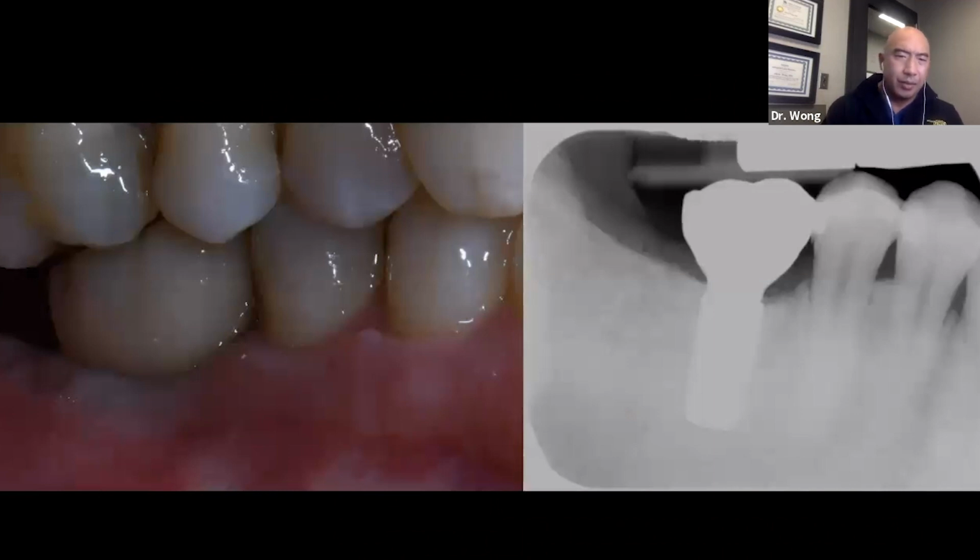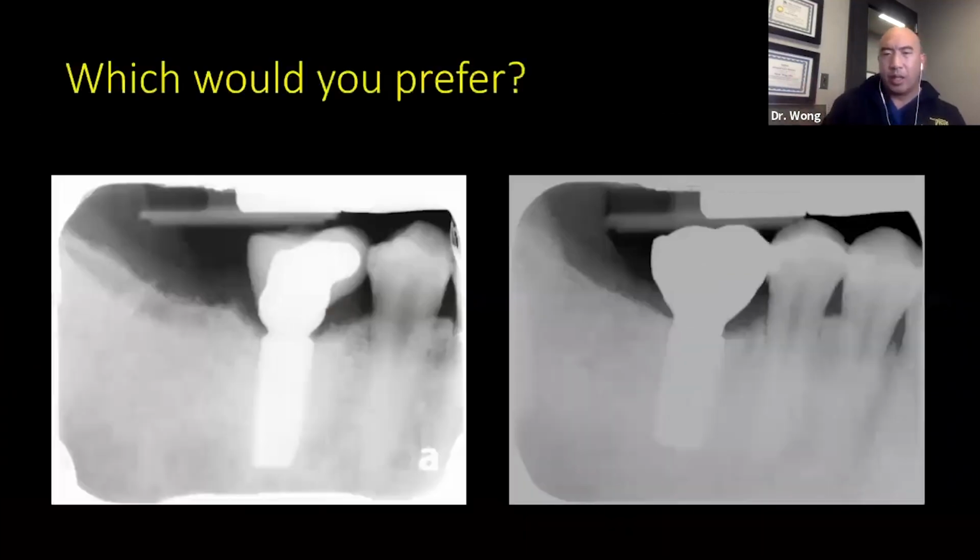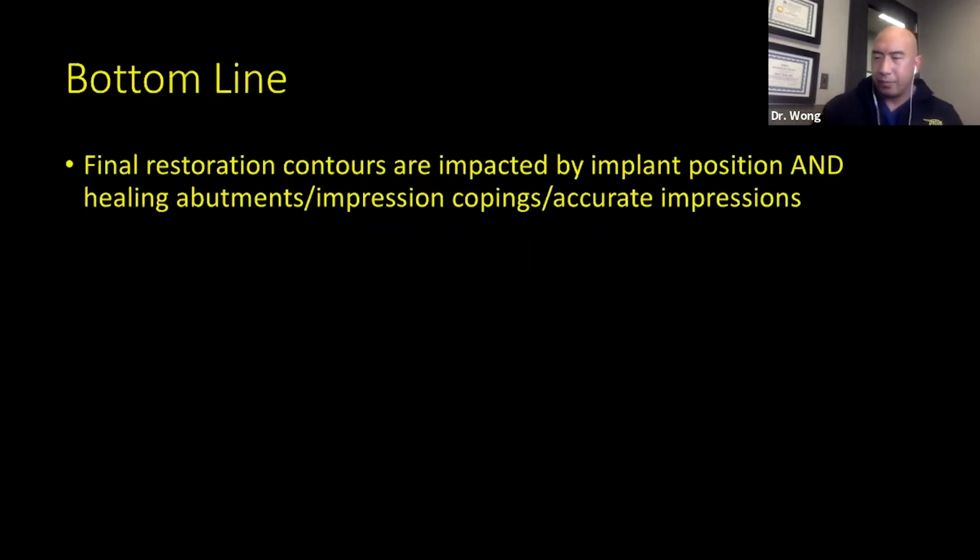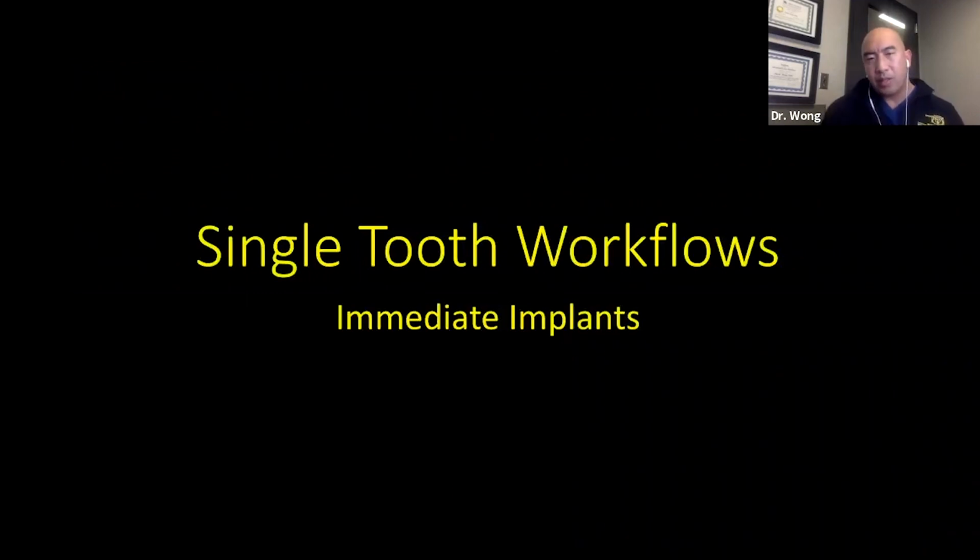You can see that the new crown has more ideal and more natural contours, much more cleansable for the patient. Implant is still in great position. So the question for us is, this is the same exact implant, just two different restorations. Which would you prefer? The one on the left or the one on the right? Fortunately, we're slowly getting away from the tomato on a stick look. So the bottom line, the final restoration contours are impacted by implant position. Yes, that's true. But even just as much by the healing abutments or the impression copings and our impression making technique. So let's keep going with some of these single tooth workflows.